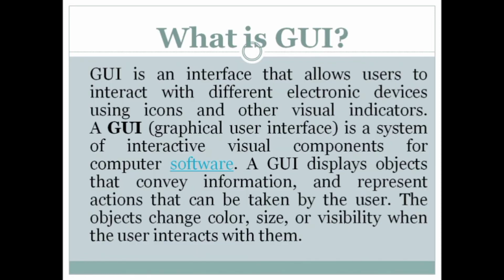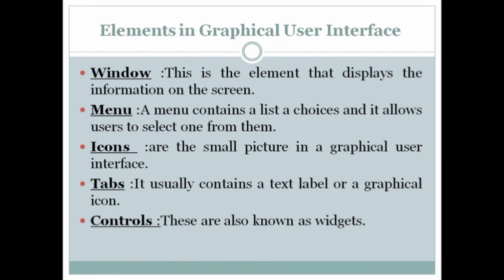Now the next is GUI. GUI stands for graphical user interface. It is an interface that allows the user to interact with different electronic devices using icons and other visual indicators. A graphical user interface is a system of interactive visual components for computer software. A GUI displays objects that convey information and represent actions that can be taken by the user. The object can change color, size, or visibility when the user interacts with them.